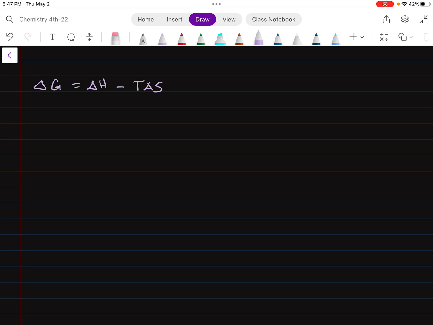Okay, guys, so we're going to continue with Gibbs free energy. This is the formula that we were using before. So I just want to emphasize a couple of things, okay? So remember that when Gibbs free energy is negative, we have a spontaneous reaction.